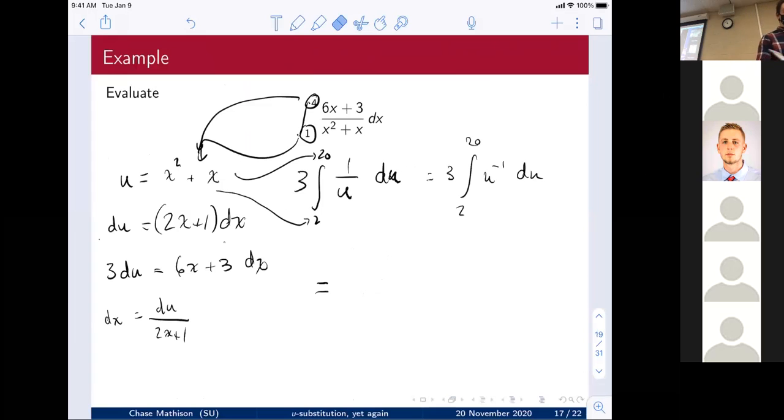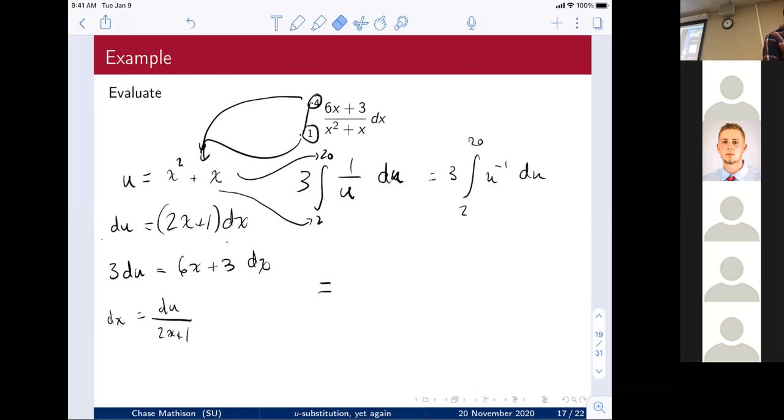Could you do like 1 over u is like the natural log of u? Yeah, 1 over u is the derivative of the natural log of u. Exactly. So this is 3 times the natural log of u.